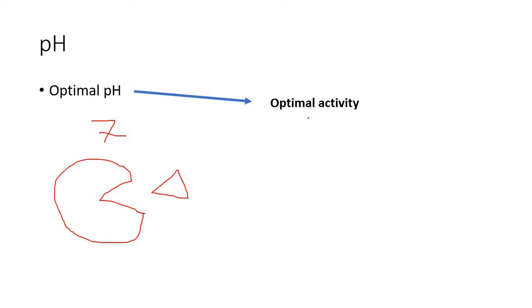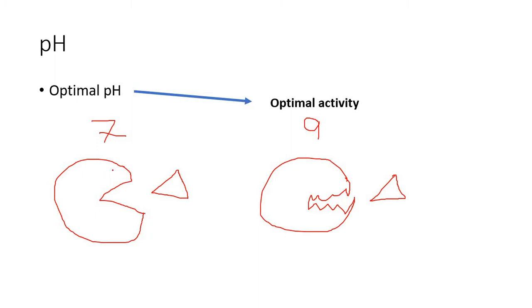When we raise the pH, let's say to 9, what happens in this case? There is a change in the structure of the active site of the enzyme. As a result, the active site is no longer complementary to the structure of the substrate. So the substrate cannot bind.